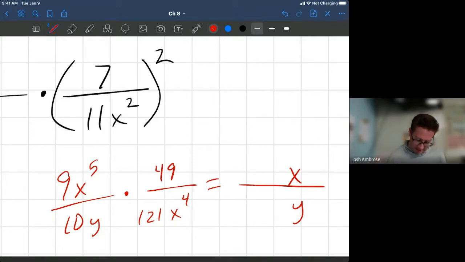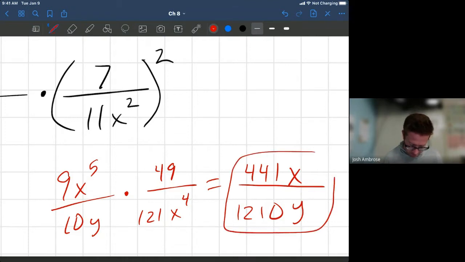Then we have to do our multiplication. And this is one of those things where, unfortunately, I don't actually see any cross reducing. So you actually have to do 49 multiplied by 9, giving you 441. Okay, then you got to do 10 multiplied by 121, giving you 1210. And this is now the final solution that we're dealing with.